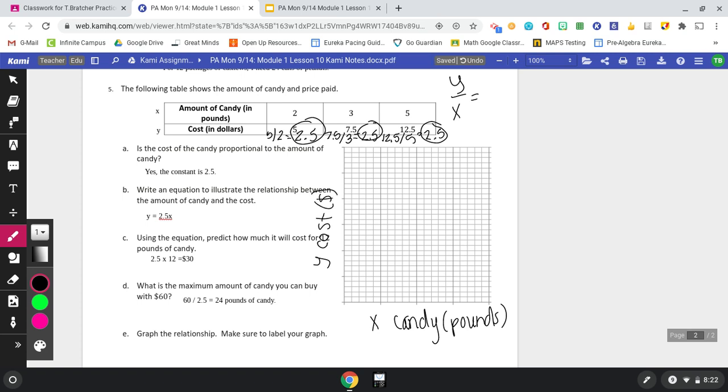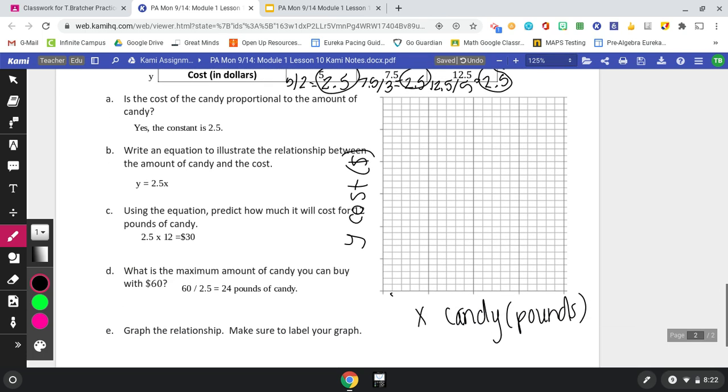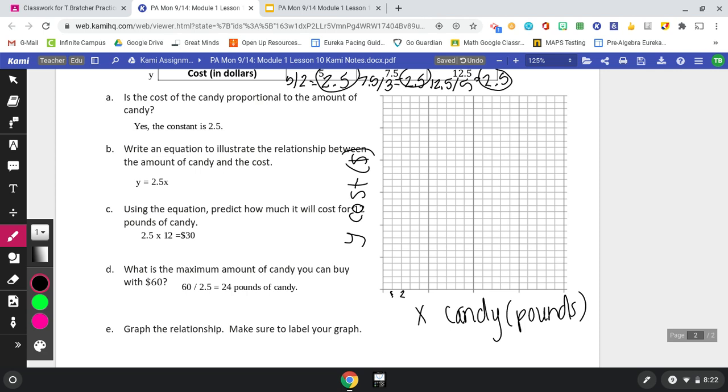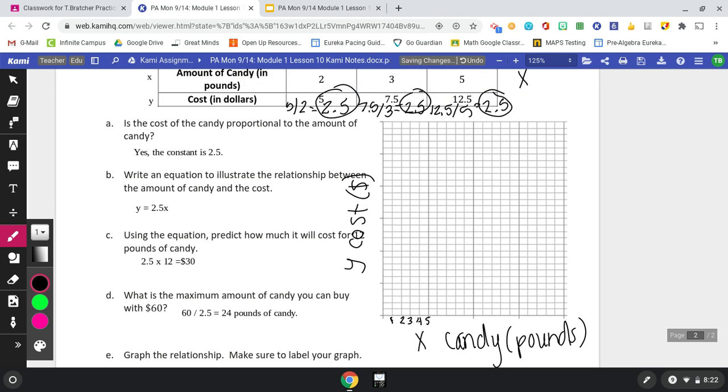So if I go up by ones, 1, 2, 3, 4, 5, 6, 7, 8, 9, 10. And then for cost, I at least need to get to 13. 3, 4, 5, 6, 7, 8, 9, 10, 11, 12, 13, 14, 15.